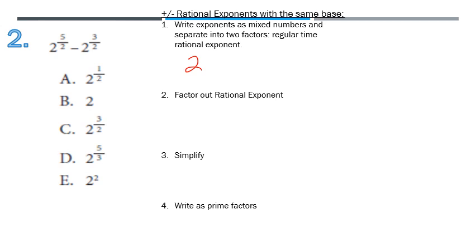So this becomes 2 plus a half. That's because 2 goes into 5 evenly 2 times, and you have one remainder. Minus, and then this one, 2 goes into 3 evenly 1 time, and you have a remainder of 1, so 1 plus 1/2.